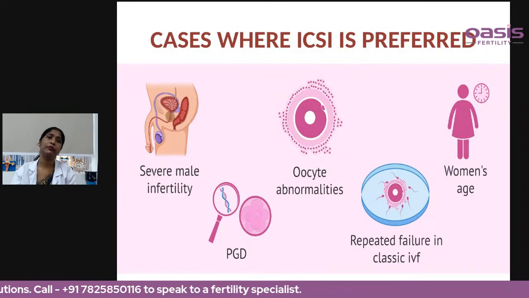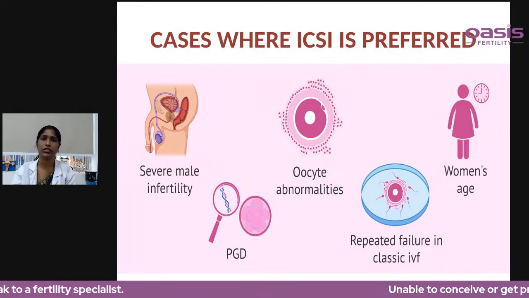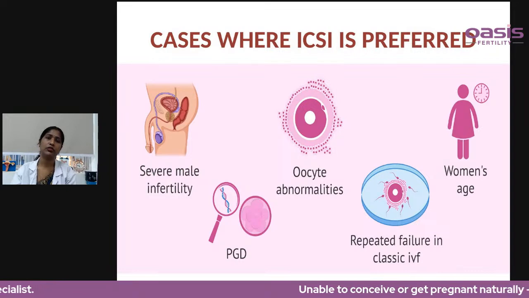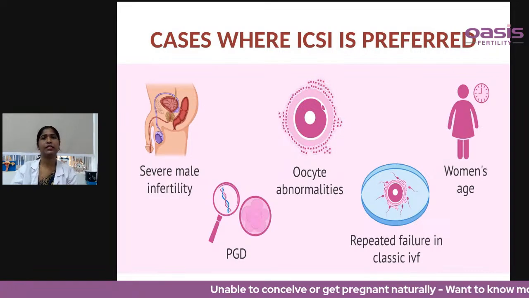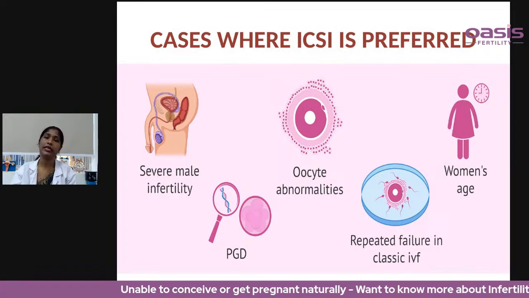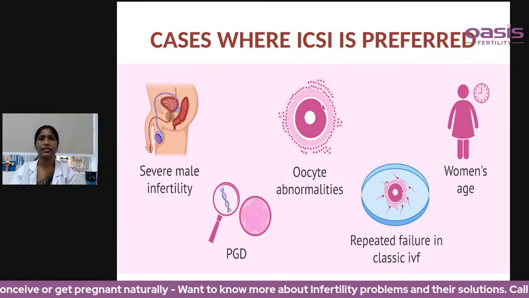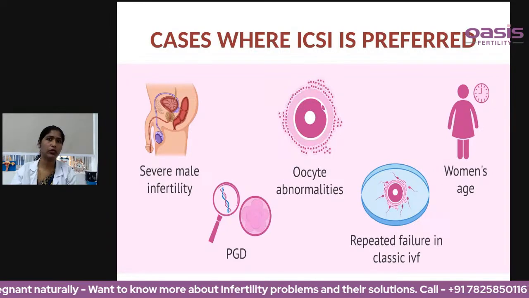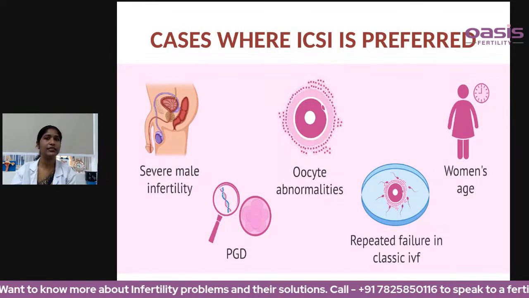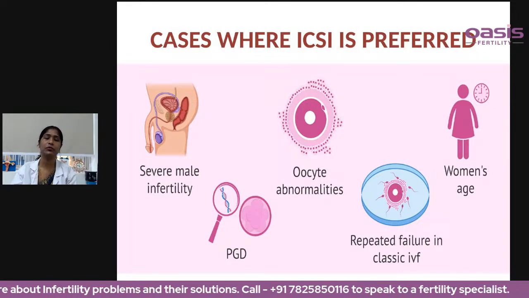Also, if the eggs have been frozen previously, for example, many women nowadays go for egg freezing, social egg freezing, in these women also the outer layer of the egg generally remains hard. So in these women we prefer ICSI. Then third is the woman's age. Most of the time, if the mother's age is on the higher side, the quality of the eggs may not be so good. So in those cases also, to enhance the chances of fertilization, ICSI is preferred.